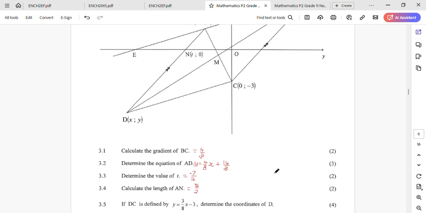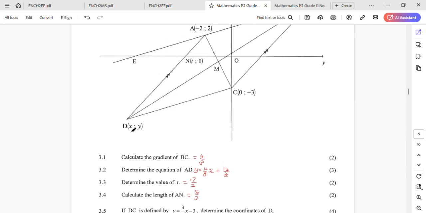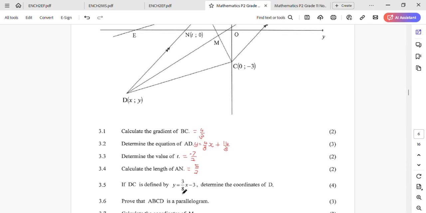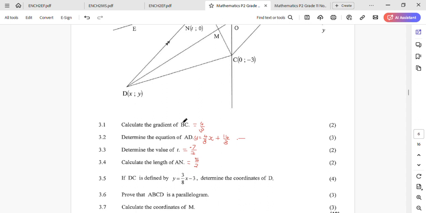Determine the coordinates of D. I'm going to use this equation, I'll just explain it to you. Substitute x and y in this equation. Then go back here on this equation from 3.2. Then we're going to do the simultaneous equations to find the coordinates of x and y. Okay, let me do it.